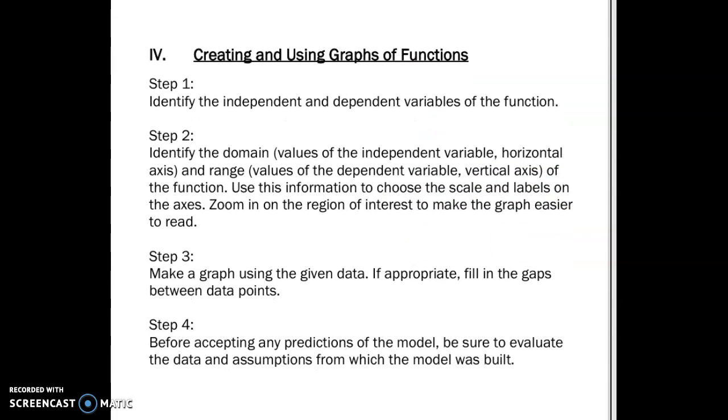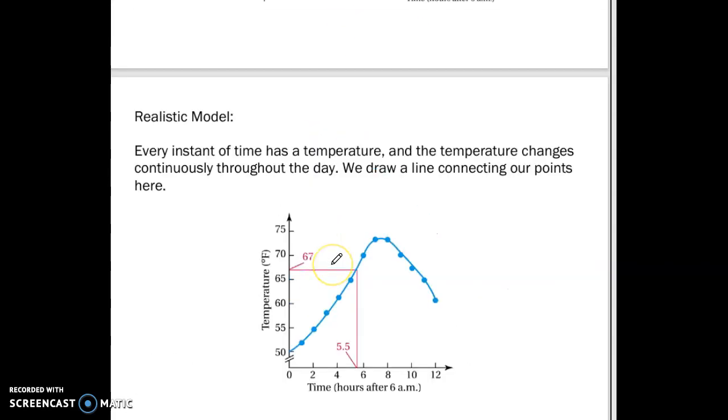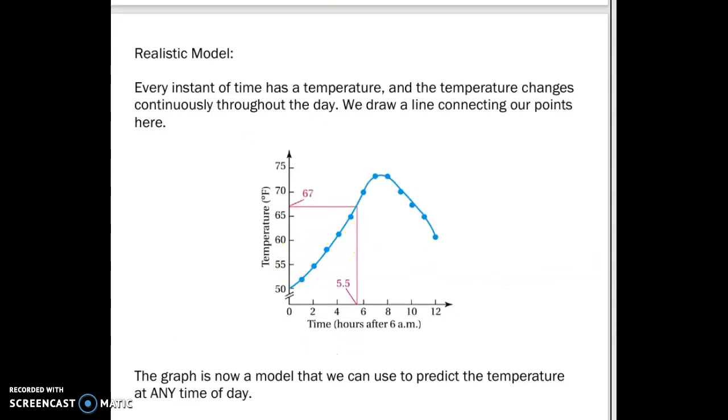So let's continue to scroll through here. And this Roman numeral 4 talks about creating and using graphs. We've got some steps here. When you are looking to create the graph, so here the graph was created for you, what you should do is identify the independent and dependent variables, which is what we did originally. We looked at the table and decided which one depends on what, and that's what you put on each axis.